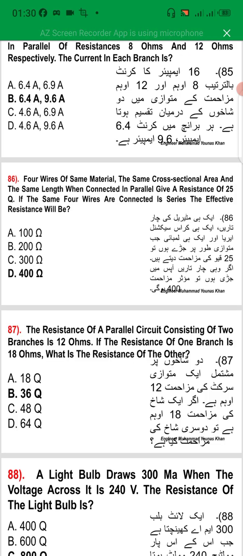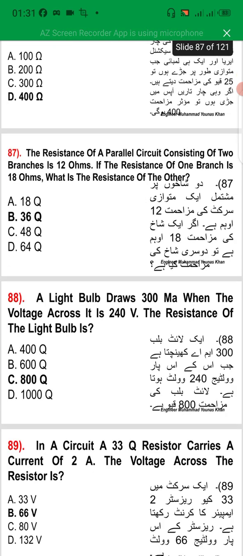Four wires of the same material, the same cross-sectional area and the same length, when connected in parallel, give a resistance of 0.25 ohm. If the same four wires are connected in series, the effective resistance will be 4 ohm. The resistance of a parallel circuit consisting of two branches is 12 ohm. If the resistance of one branch is 18 ohm, what is the resistance of the other? 36 ohm.